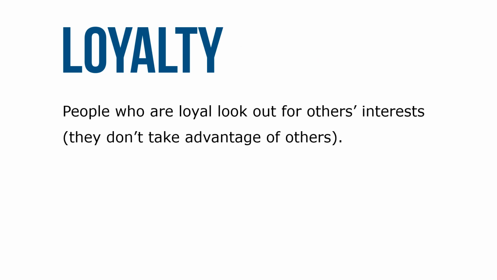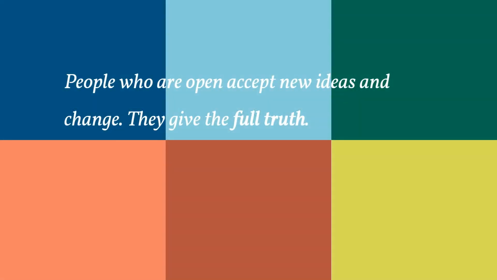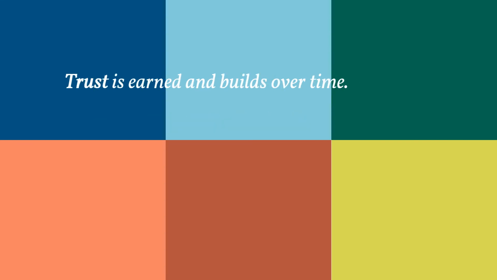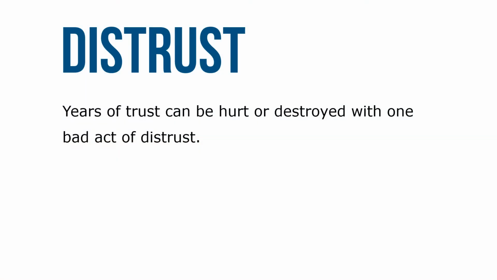Betrayal triggers intense emotional reactions, as you might have experienced. People who are open accept new ideas and change. They give the full truth. Trust is earned and builds over time. Years of trust can be hurt or destroyed with one bad act of distrust. For example, if you get caught in a lie, miss a deadline, do a poor job, or are disloyal, you might hurt the relationship. Your relationship may never be the same again, or it could end. Be sure to always be trustworthy to avoid having to repair trust.